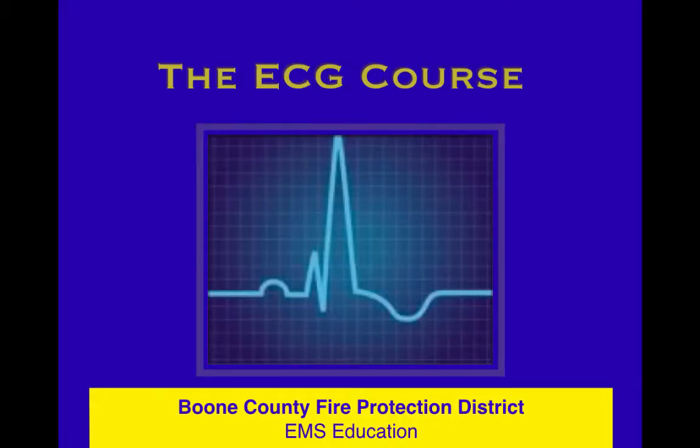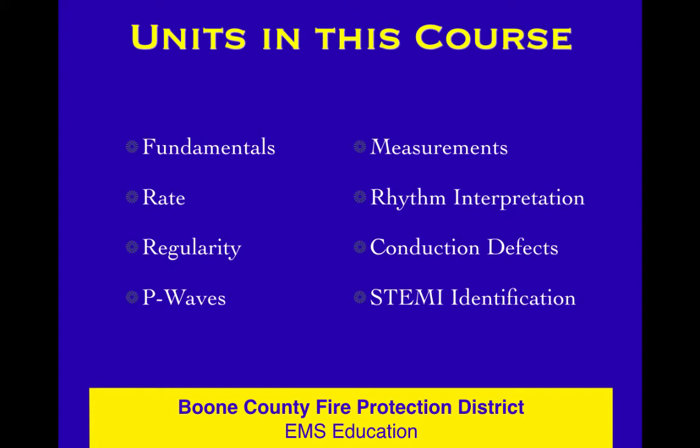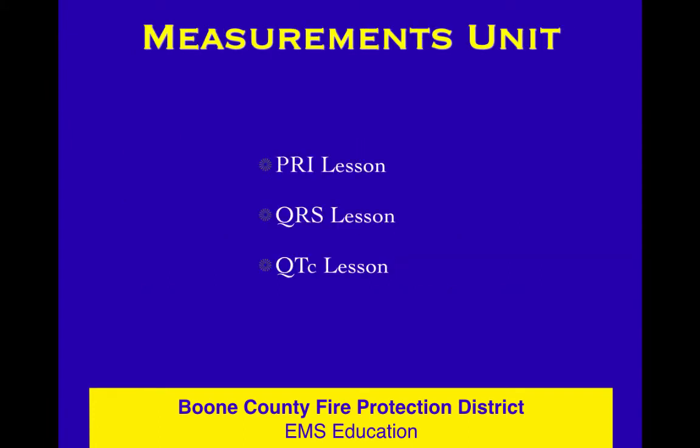All right, moving on through the ECG course, still in level 1. We're finishing up the measurements unit with this third lesson. We talked about PRI and QRS, and the numbers from those to remember were 120 and 200. The range of a normal PRI is between 120 and 200.